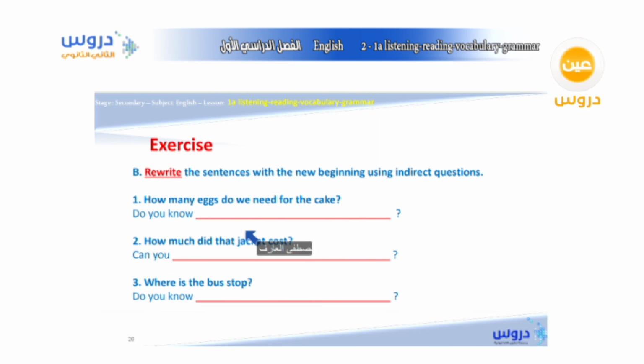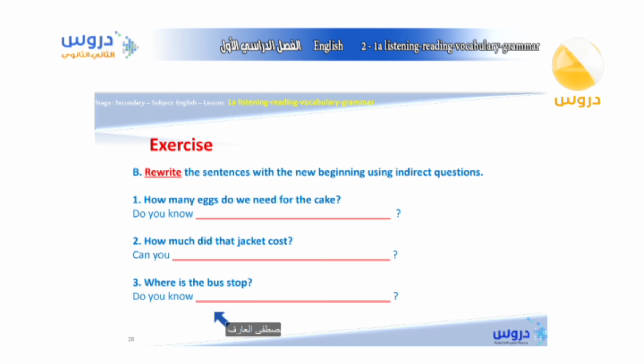Now more exercise. How many eggs do we need? Now you have to rewrite the sentence with a new beginning to make indirect questions. So you just copy and paste this here. Do you know how many eggs we need for the cake? So this is a very nice question. It's a very indirect question. How much did the jacket cost? Can you tell me how much that jacket cost?